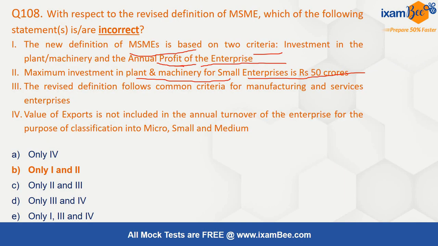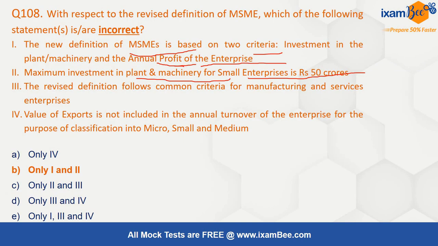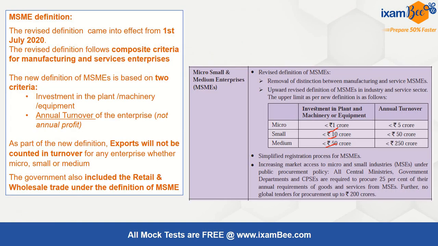The revised definition follows common criteria for manufacturing and service enterprises. Yeah, so these are the common criteria because there is no differentiation of service and manufacturing, which was there in the earlier definition. Value of the export is not included in the annual turnover of the enterprise for the purpose of classification. Yeah, this is not talking anything about the export, because this definition is talking about turnover and investment in plant and machinery. Very clear? You have to remember this table.